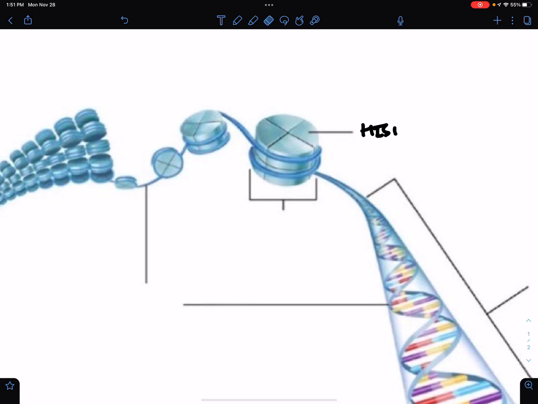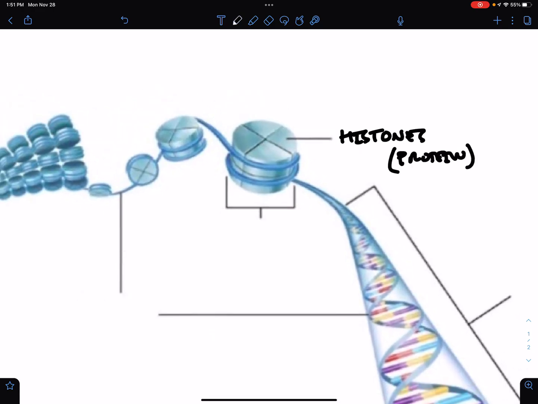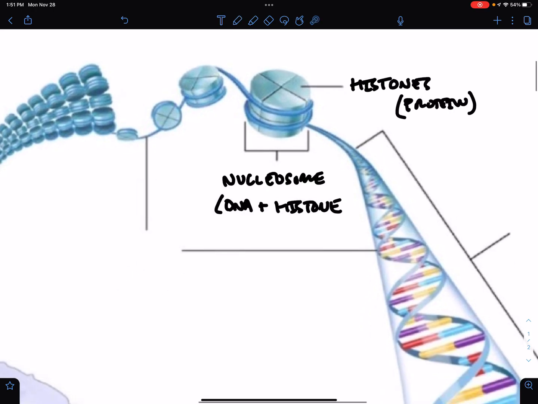Oops, there's an E in there. Histone is a protein. And the DNA is wrapped around these histones, and the DNA and histone complex is called a nucleosome. So we see the DNA here, kind of in this vantage point, and the DNA here. So these are both pointing to DNA.